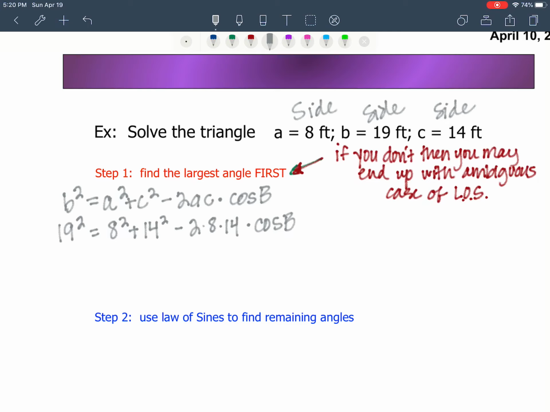Now I'm going to try and do everything I can without a calculator, because you know me, I'm a little lazy when it comes to walking 2 feet to get my calculator.